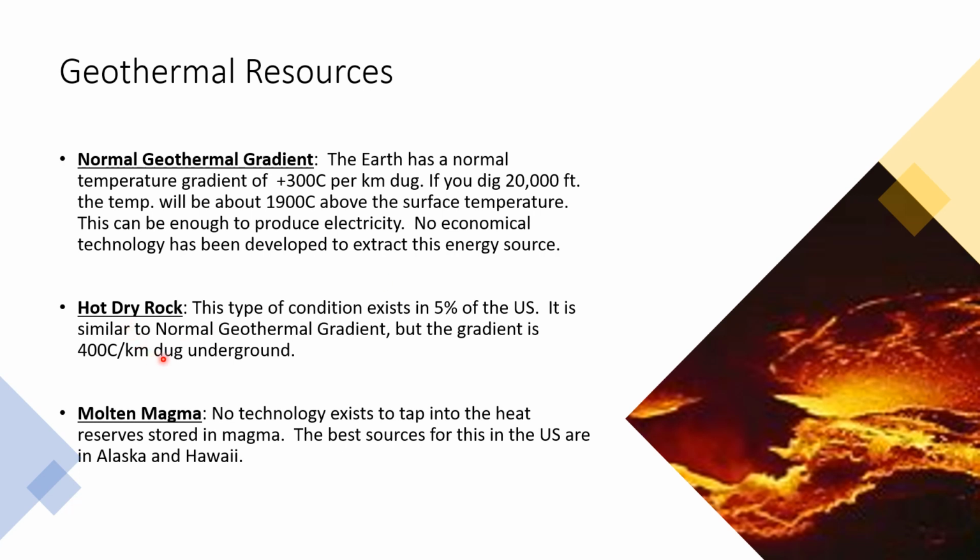The next one is your hot dry rock, and this type, we have about 5% in the US, and that's similar to the normal geothermal gradient, but that gradient is 400 degrees Celsius every kilometer you dig into the ground. And the last one is your molten magma. We don't have the technology. You can see molten magma sources in Alaska and Hawaii.